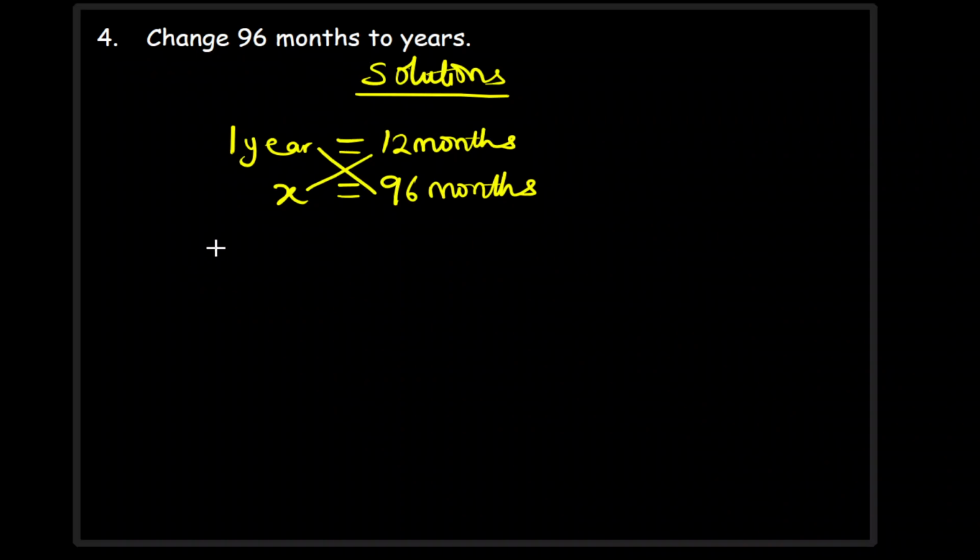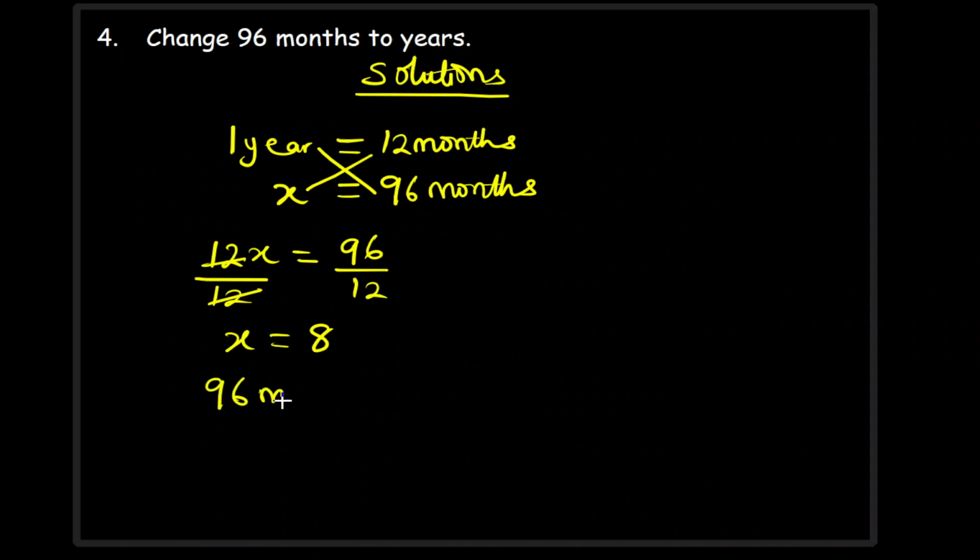12 times x will give us 12x, which is equal to 96 times 1, that will be 96. At this point, we need to divide both sides by 12. And if we do that, we have our x. So x is equal to 8. So that means 96 months will be equal to 8 years.